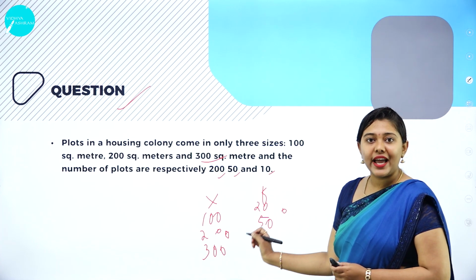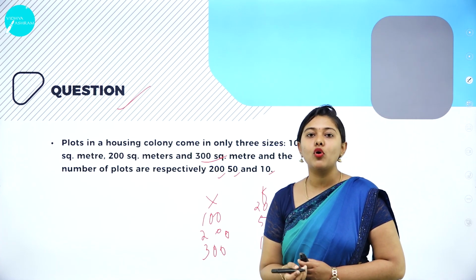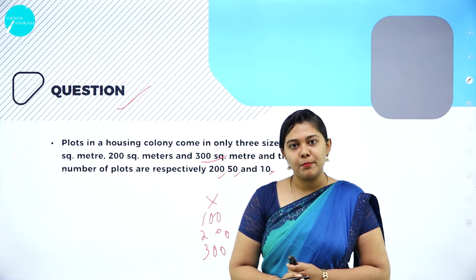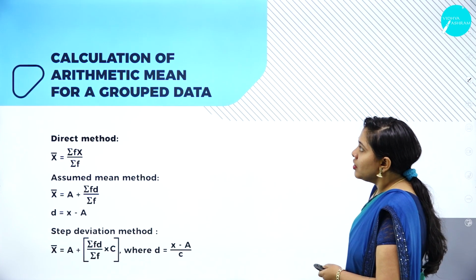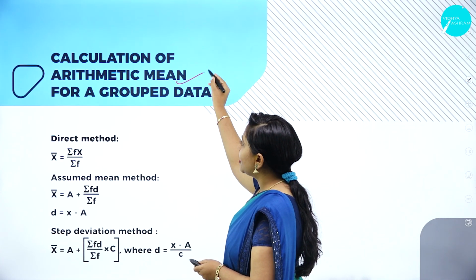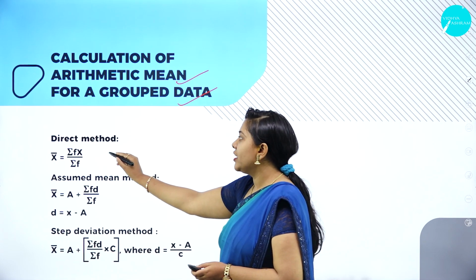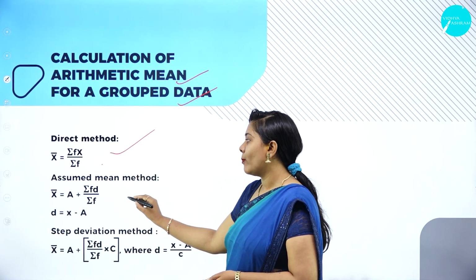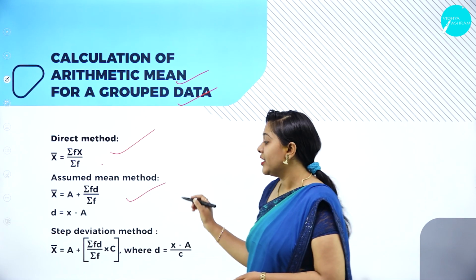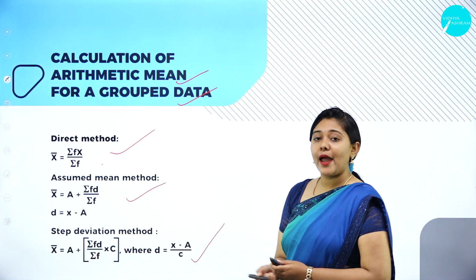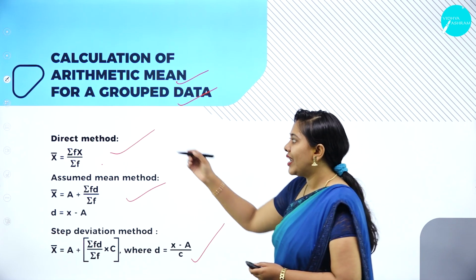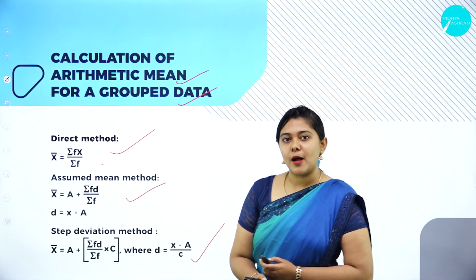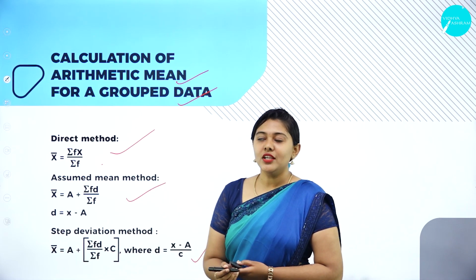So with the help of this data, we have to compute an average, that is your mean, by using the direct method. Moving forward, calculation of arithmetic mean for grouped data under the direct method. This is the formula for the direct method, this is the formula for the assumed mean method, and this is the formula for the step deviation method. Now let us solve the direct method formula with the example from the previous slide.